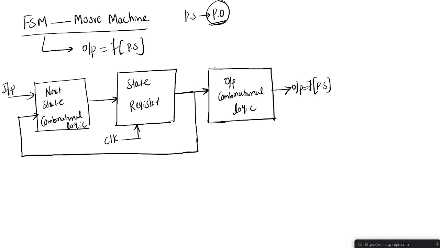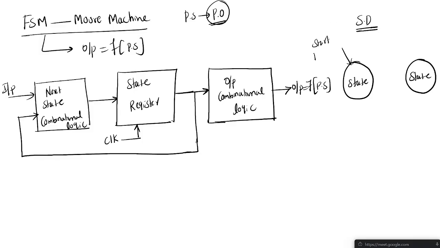Did you understand this? Coming to the state diagram, how do we draw it? You have one state and next the other state, and this is the start state or power on reset. Here the output is defined within the state itself, because the output depends on the present state. Here you are defining only the input on the transitions. Did you understand this?